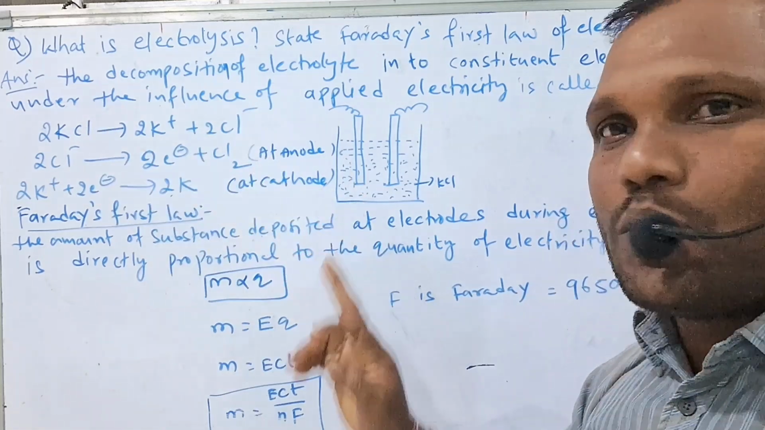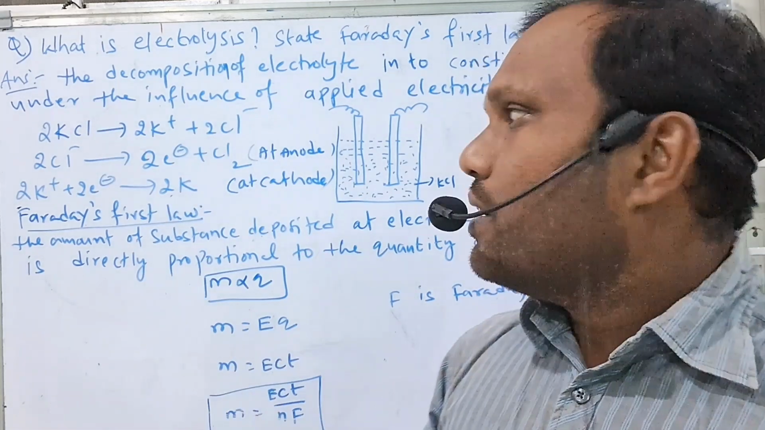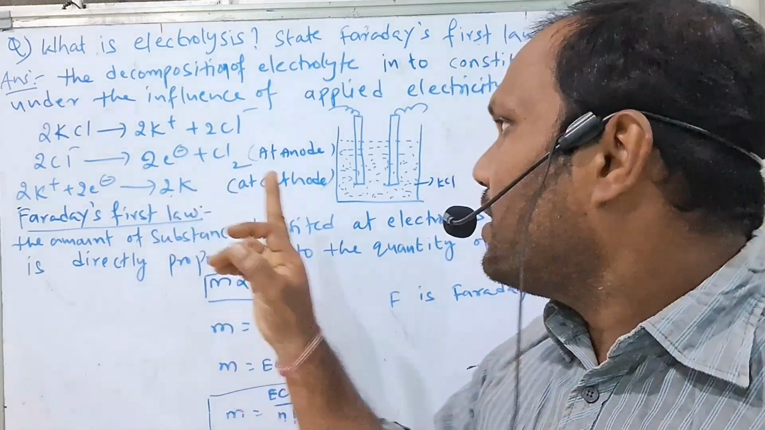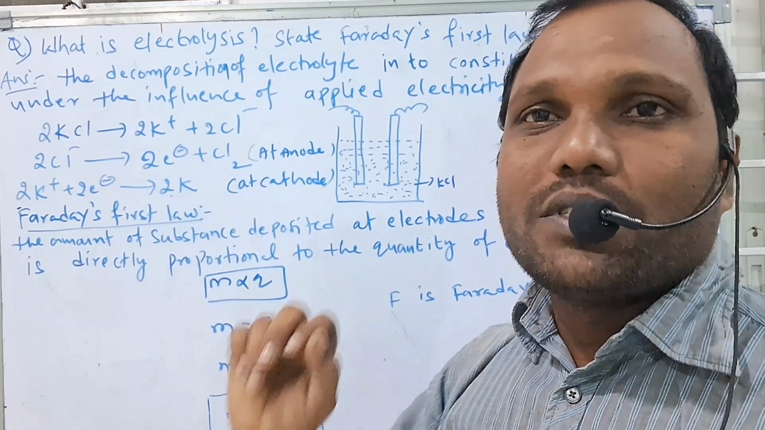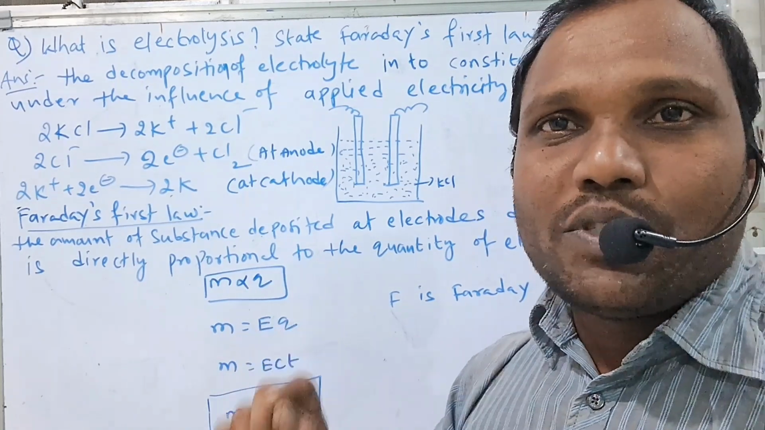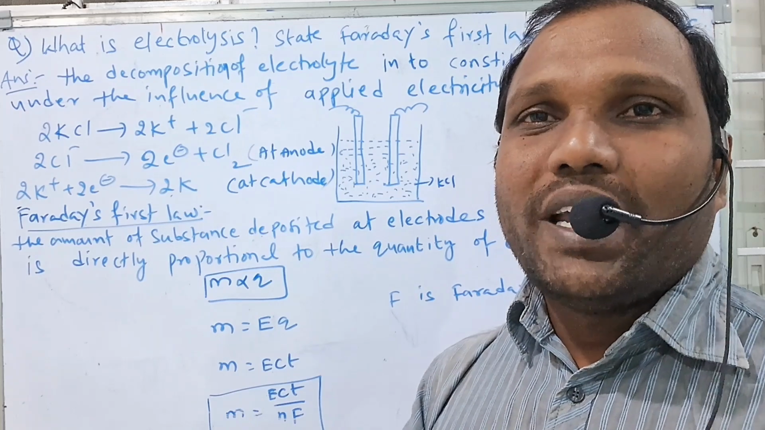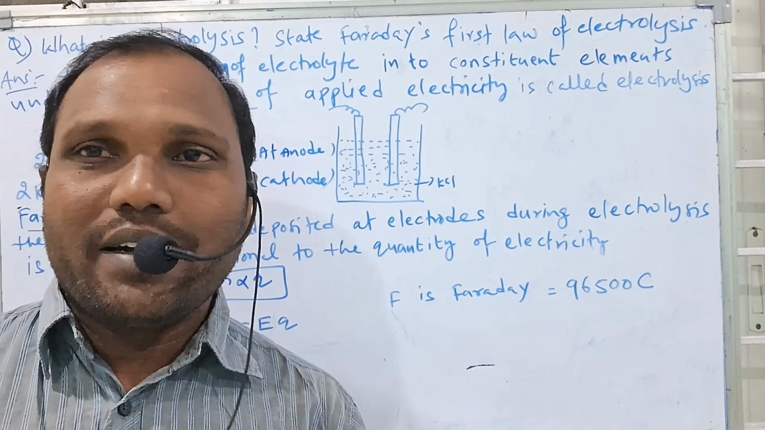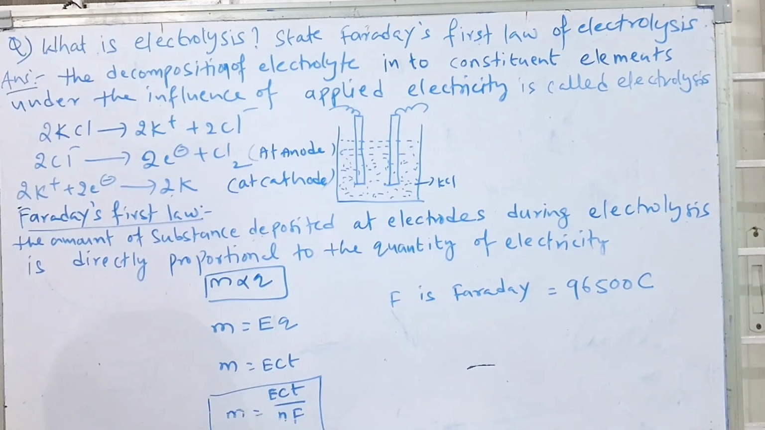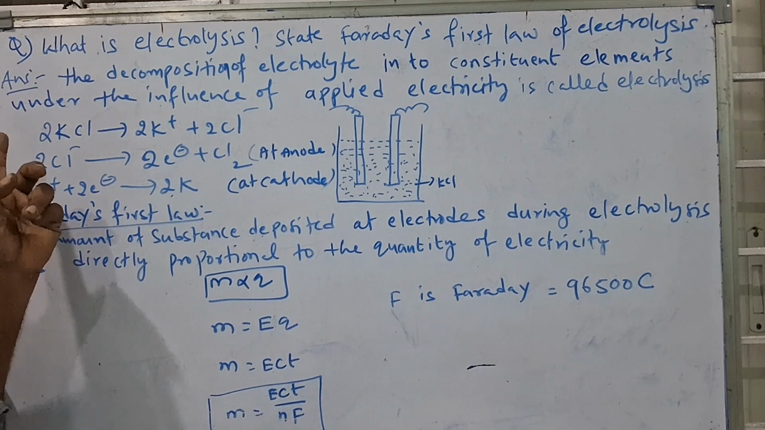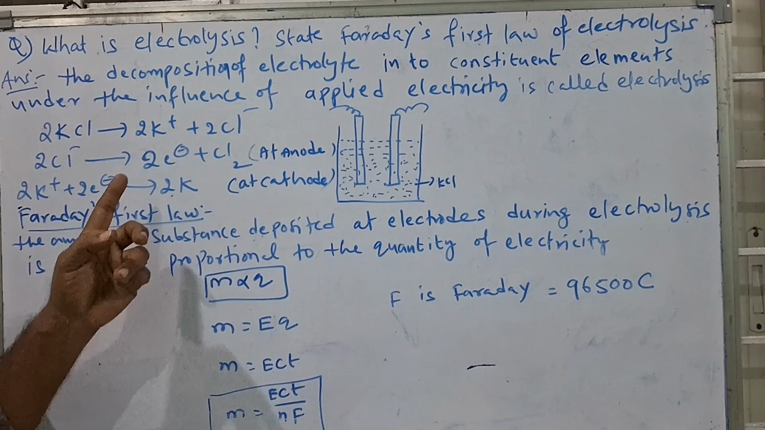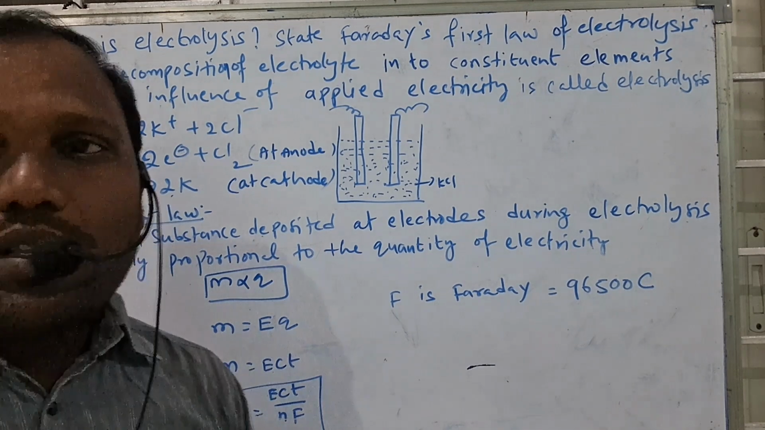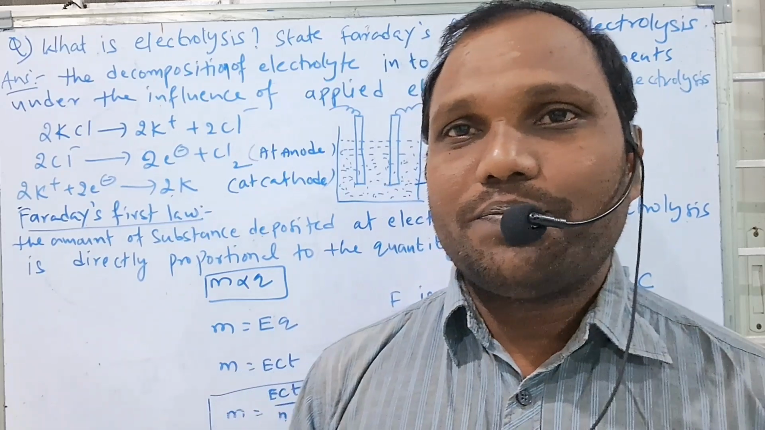The potassium chloride solution is decomposed here into its constituent elements. At the anode, chlorine is liberated. At the cathode, potassium is deposited. That's why the statement is very simple. The decomposition of electrolytes into its constituent elements under the influence of applied electricity is called what? Electrolysis. Here, chlorine is liberated by oxidation, potassium is deposited by reduction. Here this phenomenon is what? Electrolysis.